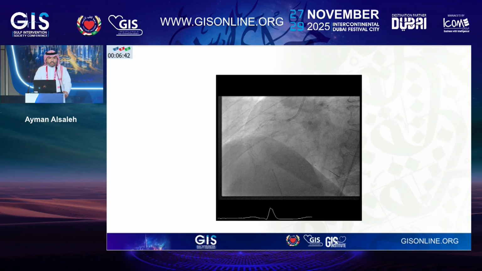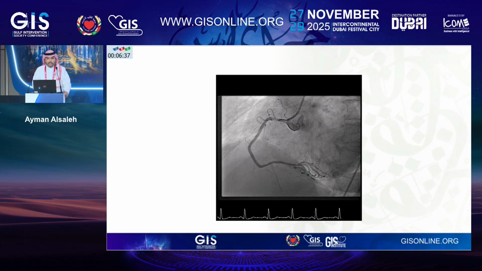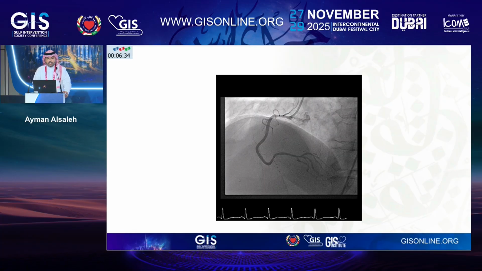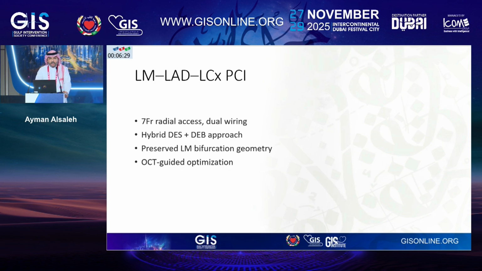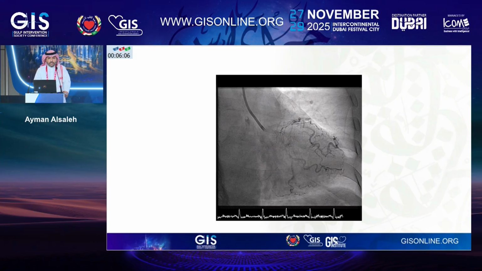For contrast and timing, we decided to stage the rest of the disease PCI to a different setting. And this is the final result. We were quite pleased with it. Then we go to the left main LAD, LCX PCI. We used a 7 French radial access with dual wiring. And now this is the niche we're going to talk about: a hybrid approach where we use DES where we think is reasonable, and a DEB approach, which preserves the left main bifurcation geometry, and we used intravascular imaging. This is the 7 French that we used in a radial approach.